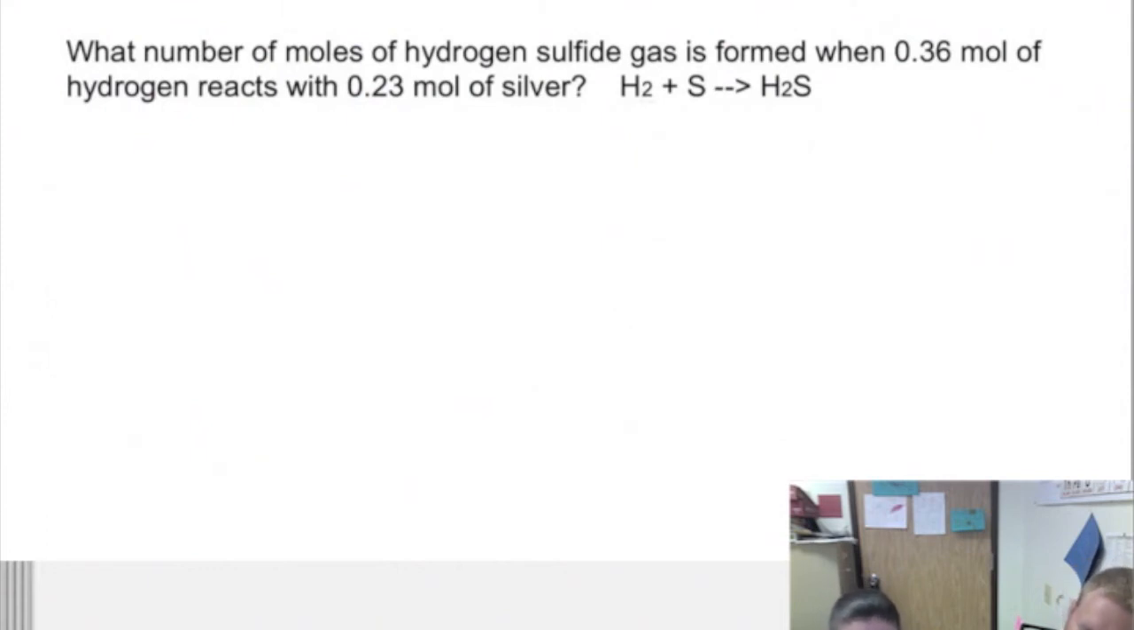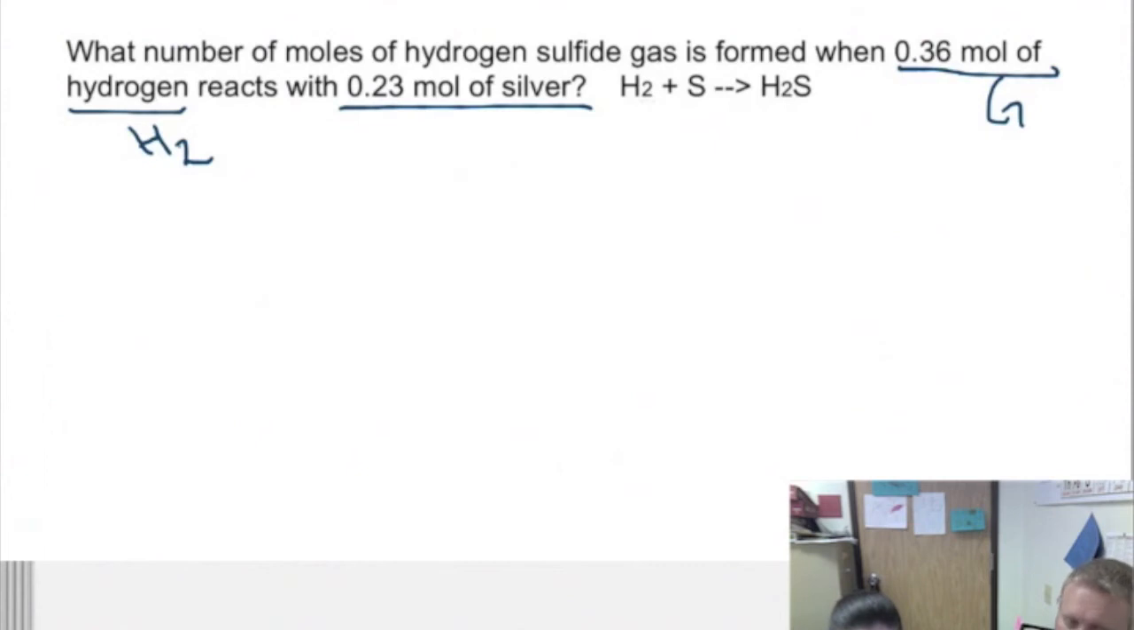All right, so let's see. I'm seeing 0.36 moles of hydrogen, H2, as a given, and another given of 0.23 moles of silver, which is Ag. That means we want to get the number of moles of hydrogen sulfide. That shouldn't say silver, that should say sulfide.